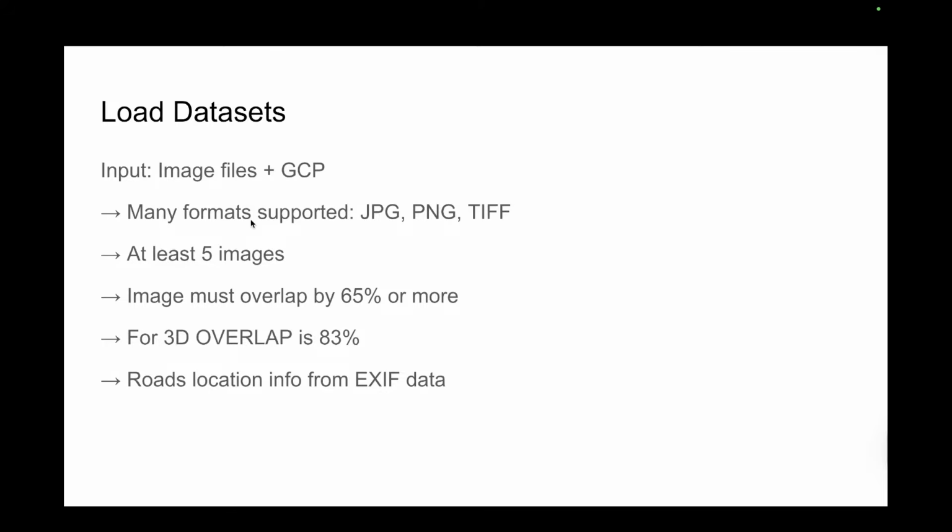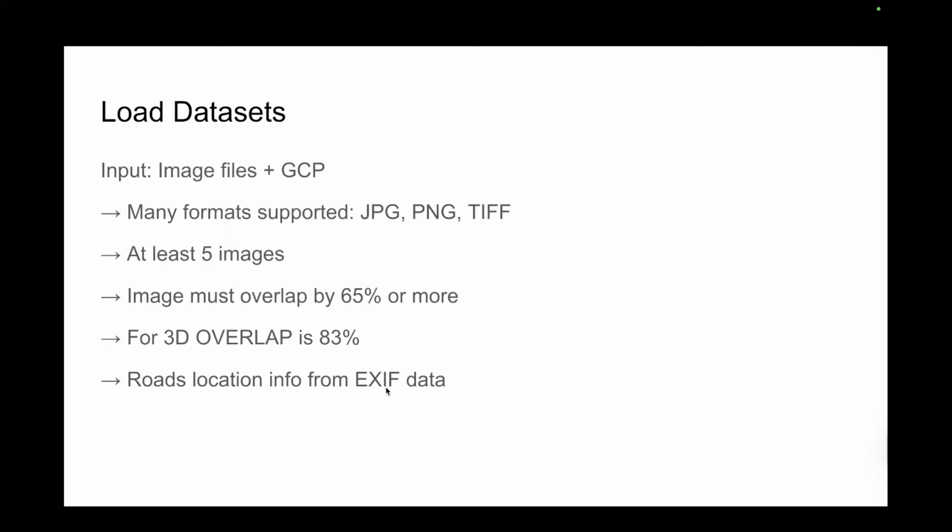And we can easily upload different formats. It can be JPG, PNG or TIFF format. At least 5 images are needed when you apply. Images must overlap 65% or more. To get a better result, you need an overlap of 65% or more, and for 3D, you need an overlap of 83%. And it reads location info from the EXIF data.